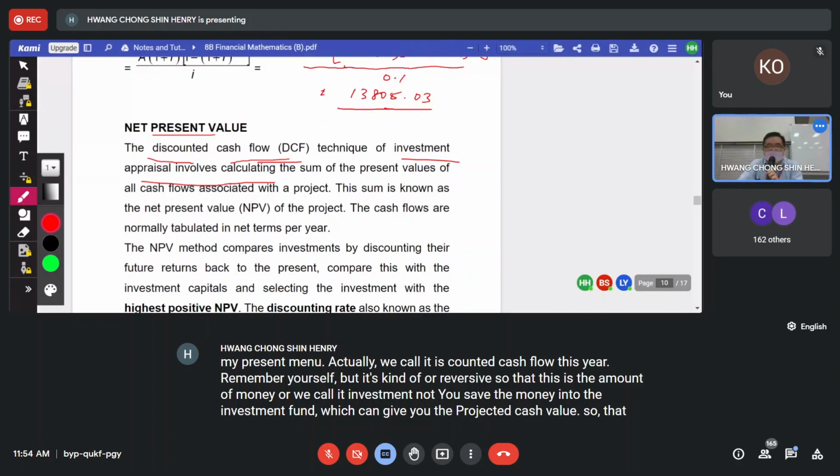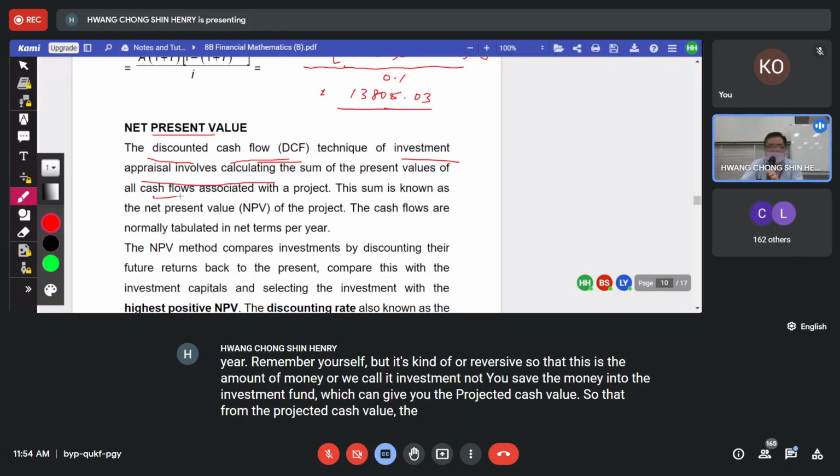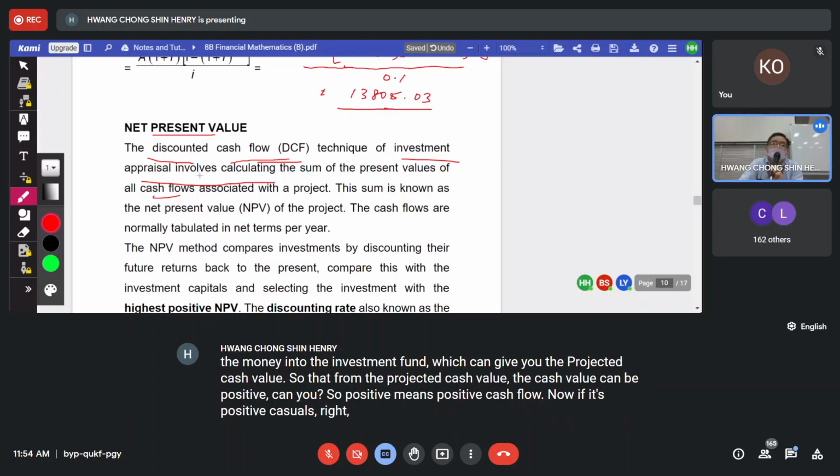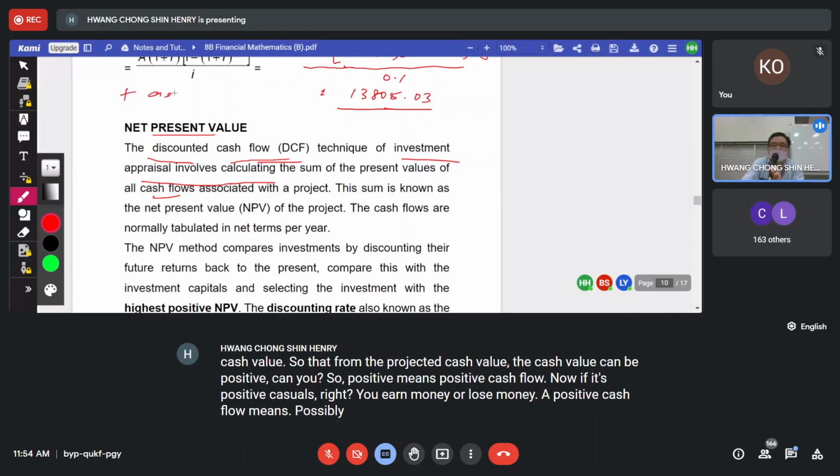So from the projected cash value, the cash value can be positive or negative. Positive means positive cash flow. Now, if it's positive cash flow, what does it mean? You earn money or you lose money? Earn money, yeah.